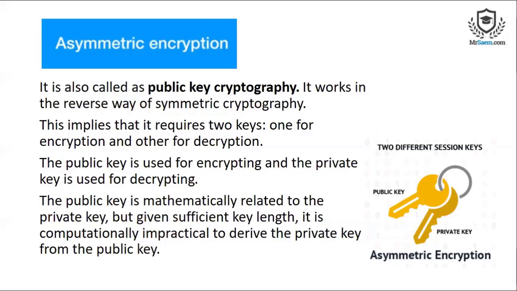They are used for encrypting and decrypting. The public key is mathematically related to the private key, but given sufficient key length, it is computationally impractical to derive the private key from the public key. So basically, your public key and private key are mathematically related to each other. Okay, so this is made for this, and this is made for this. I'll just explain it.